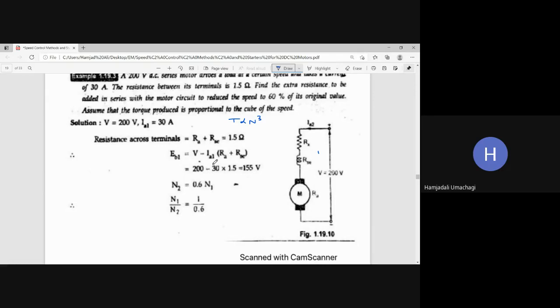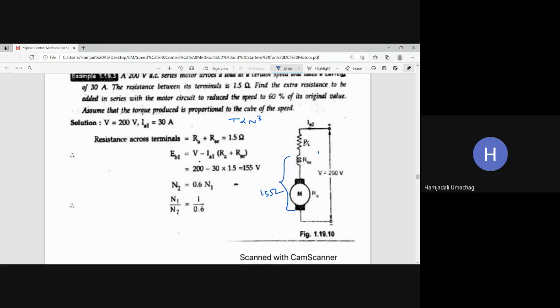Given things: V is 200 volts, and the initial armature current for normal speed is Ia1 equal to 30 amperes. Now let us calculate the total resistance. The resistance across the terminal, Ra plus Rse, is 1.5 ohms: the armature resistance and field winding resistance together are 1.5 ohms.